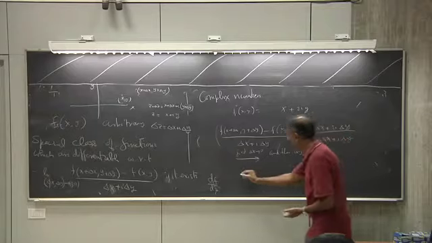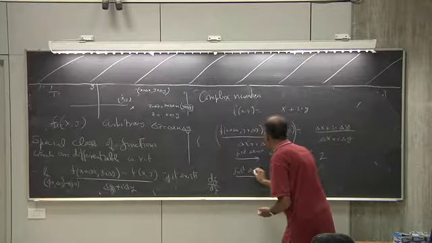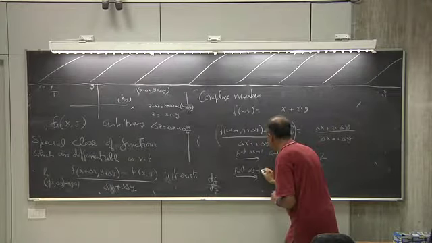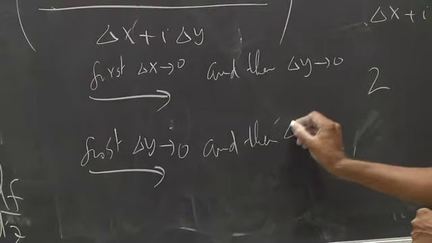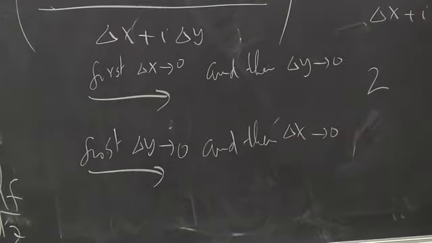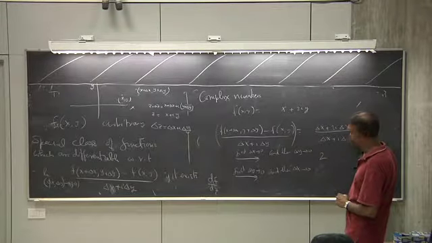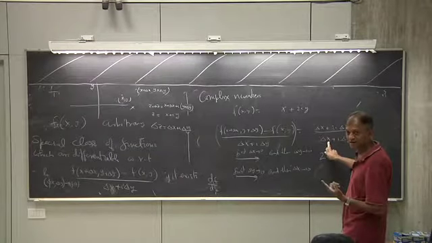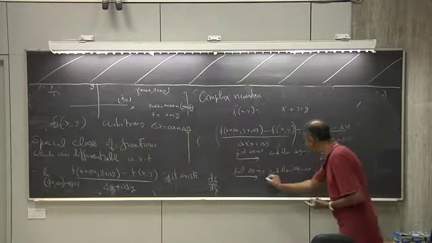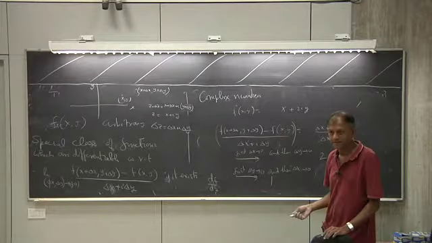Whereas if you do it the other way around, if you first take delta y to 0, keeping delta x finite, and then take delta x goes to 0. You see, now I keep delta x finite, but take the delta y goes to 0 limit. This drops out, and you just get delta x divided by delta x, which is 1. So this answer is 1. So you see, the limits are different.